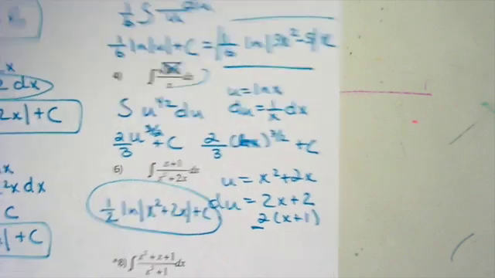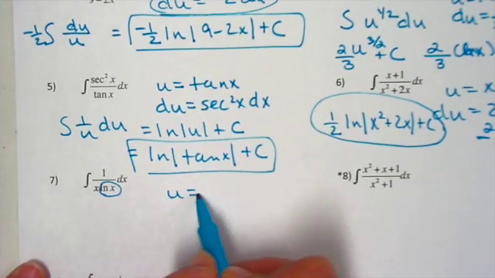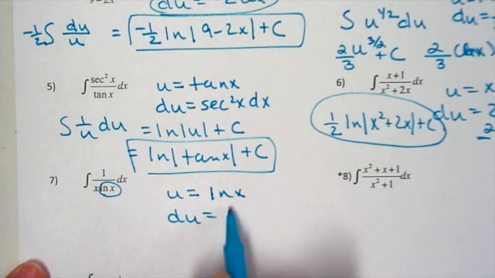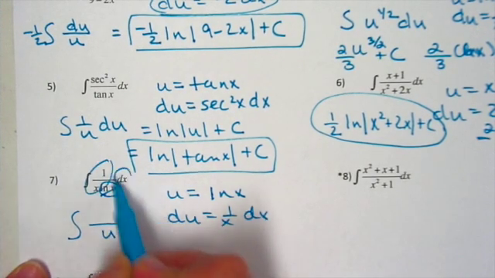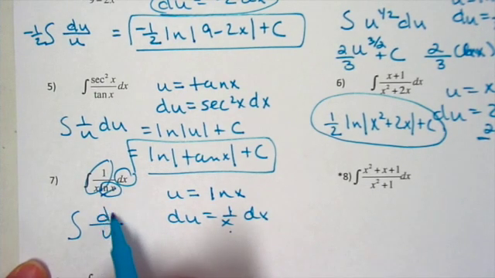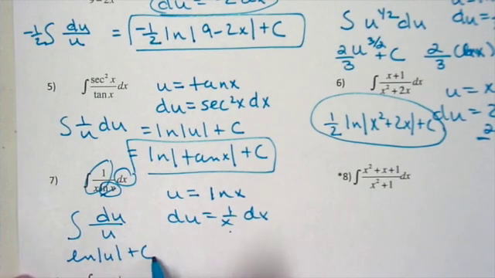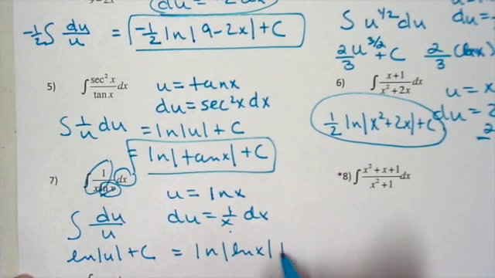Okay. Number 7. This is going to be my u, ln of x. My du is 1 over x dx. So what happens is this becomes u on the bottom. Everything else, notice, is du. It's 1 over x. So this is just 1 over u du. Not missing anything. So this is just natural log of u plus c. What is u though? It's natural log of x. So it's natural log of ln x plus c.